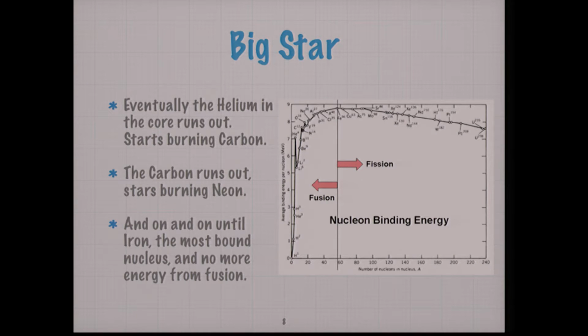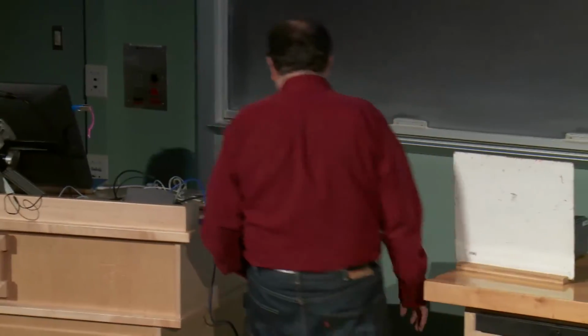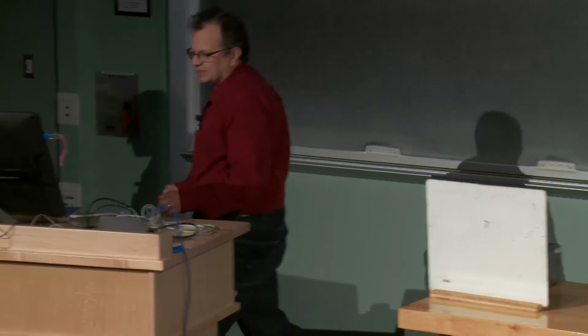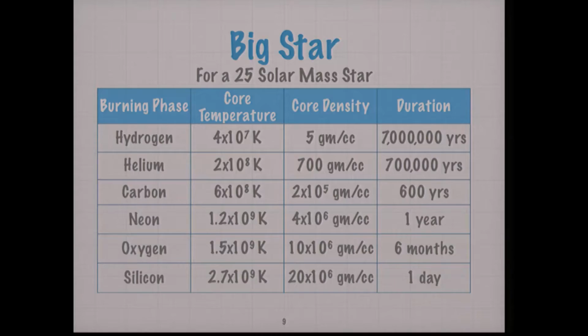Once you start producing iron, you've got nowhere to go. You cannot get energy out of this iron anymore. And so the iron ash begins to accumulate in the center of the star as it burns these heavier and heavier elements. This table shows really nicely the story of a 25 solar mass star. It can burn hydrogen. You can see how hot it has to get: tens of millions of degrees Kelvin. At this scale, it doesn't matter, that's the same as the Celsius scale. How dense it has to be, that's only like 5 times denser than water.